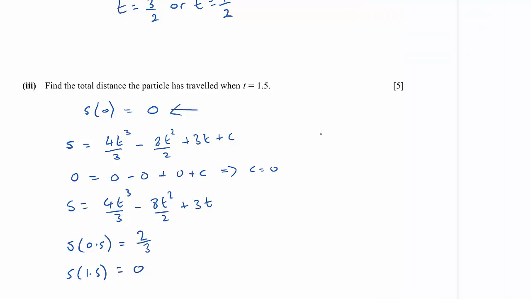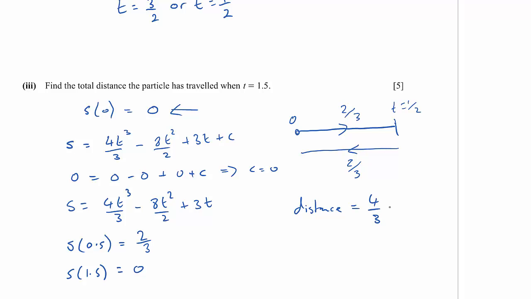So what must have happened is it's gone from O, its start point, it's gone to here when t is a half, and that distance is 2/3, and then it must have come back 2/3. So the distance travelled is going to be 4/3 of a metre.